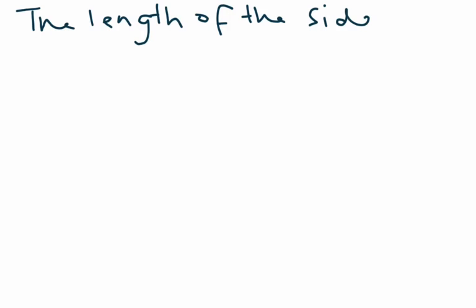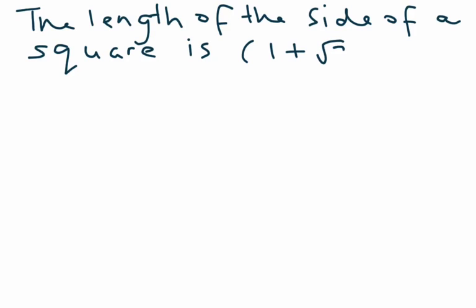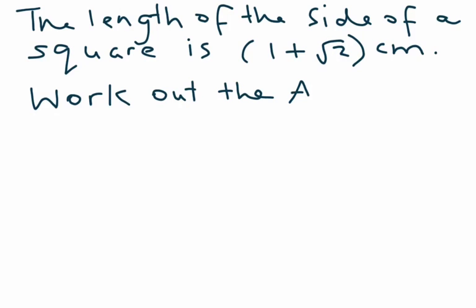So, let's have a little look at an old exam question. The length of the side of a square is 1 plus root 2 centimetres. Work out the area of the square.